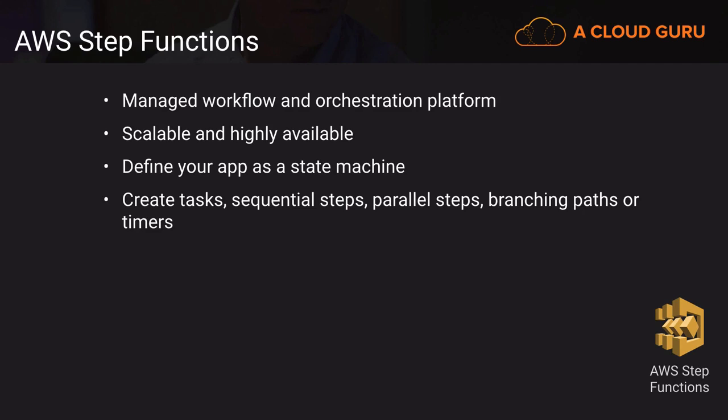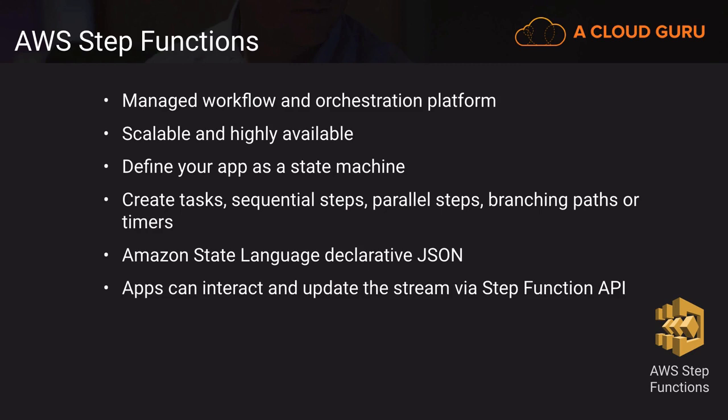You can create tasks, steps, parallel steps or sequential steps, decision points like a branching path, or maybe even a timer. And how you do this is using the Amazon States Language, which is a declarative JSON language that allows you to configure and document the steps of your step functions. Now, applications can interact and update via the Step Functions API, or there is some direct integration with Lambda and some of the other AWS services.